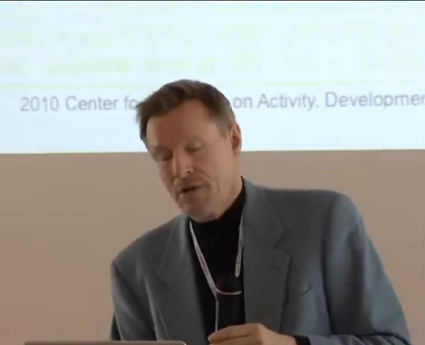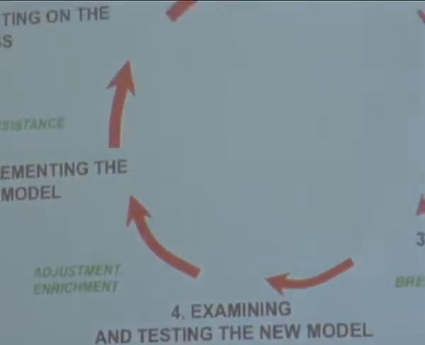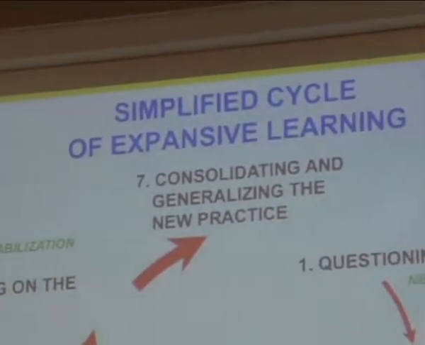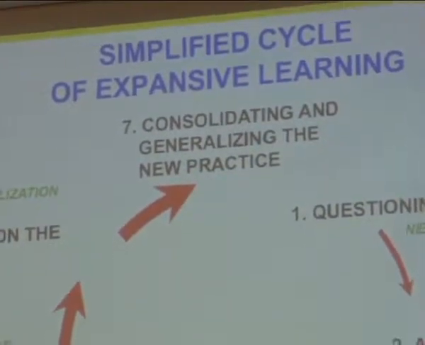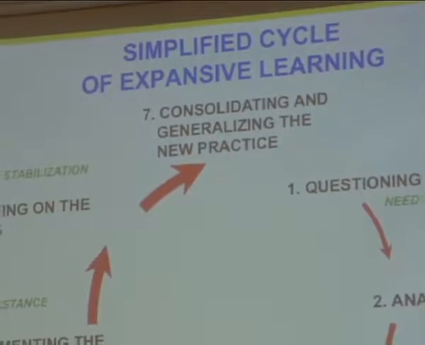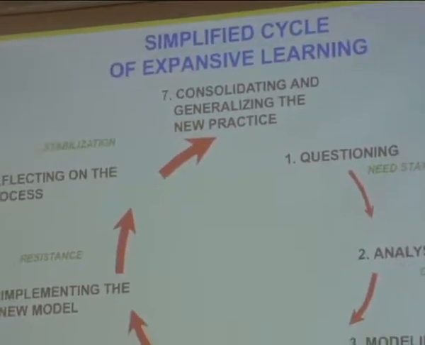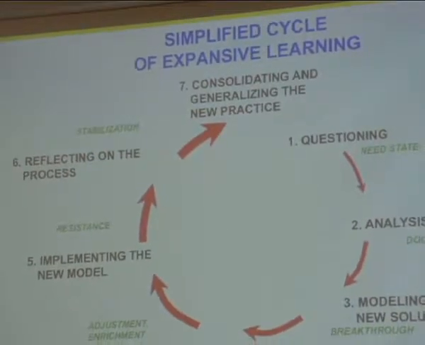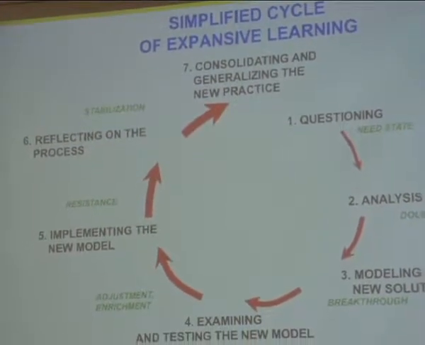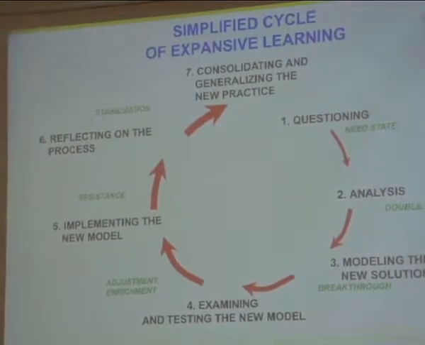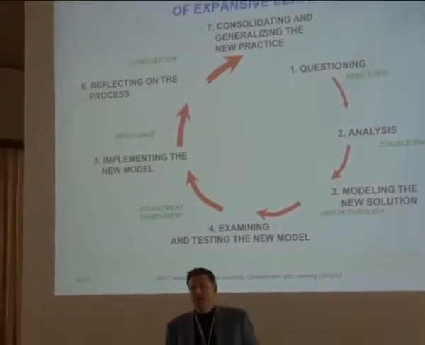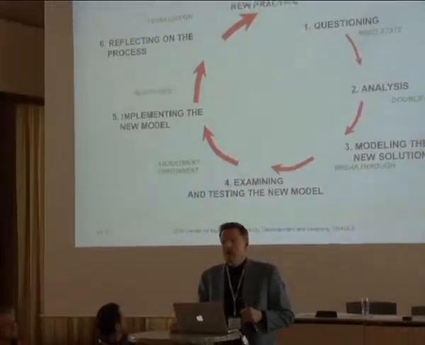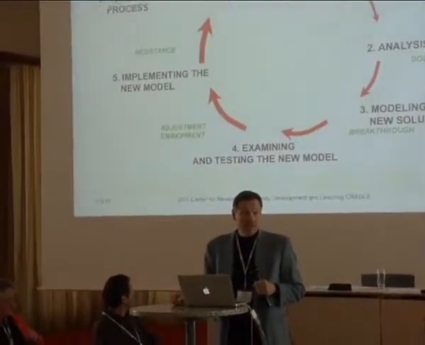So here is a simplified image of the steps or learning actions of an ideal typical cycle of expansive learning. It starts with questioning the existing practice. When the contradictions are aggravated, they have to be analyzed and you have to make sense of them, which leads to a modeling of a new way of behaving and acting, examining and testing the model, implementing, reflecting, consolidating. This looks like a simple linear process. Of course, in reality, it's nothing but linear, nothing but simple.